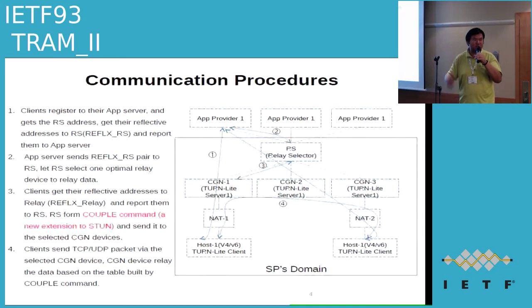All the application providers need to know the relay selector. So I feel like that's a fatal flaw in this design. I don't think there's any way that WhatsApp or somebody is going to set up a relationship with every single service provider in the world so that they can make this work.